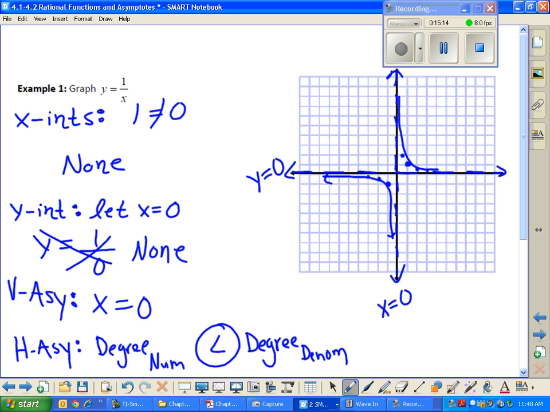Oh, swing and a miss. Woo. Oh, kind of missed again. Fails the vertical line test. Darn smart board. But you get some points from your table of values and finish plotting the curve.